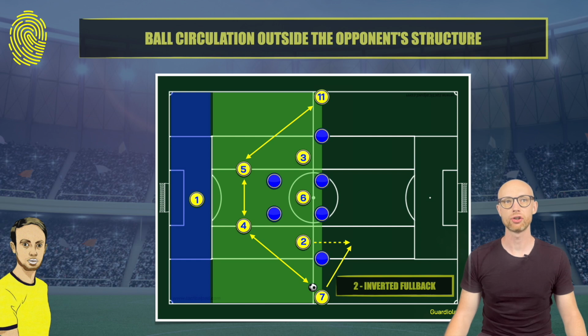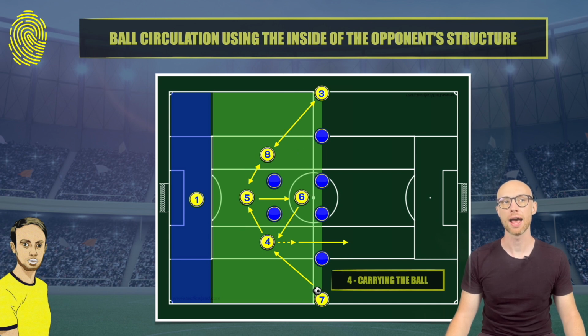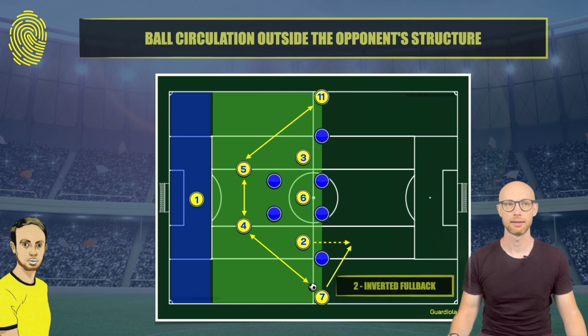Regardless of the structure in which our team plays, we can distinguish two methods of ball circulation. The first is perimeter circulation, and the second is circulation in which the ball occasionally enters the opponent's structure. Personally, I prefer the second method, although the first one is safer. The concept I'd like to focus on at this point is the so-called inverted fullback.